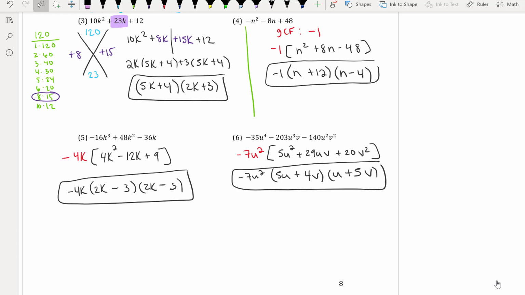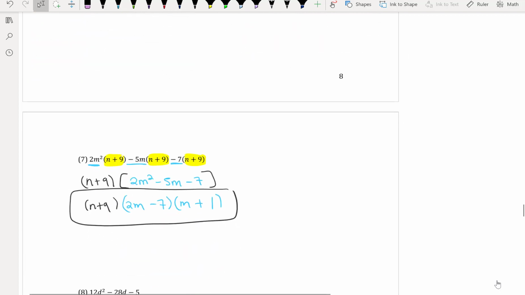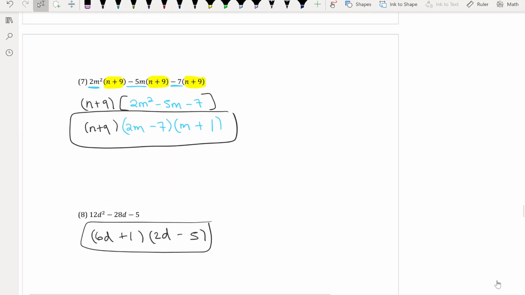And for number 6, the leading coefficient was negative, so I factored out a -7u squared. And then I factored the remaining trinomial, and I did that by guess and check. And if you're like, wow, I really don't understand that guess and check, that's fine. Go back to the AC method. It's whatever you feel comfortable with. And for number 7, I did that as well.